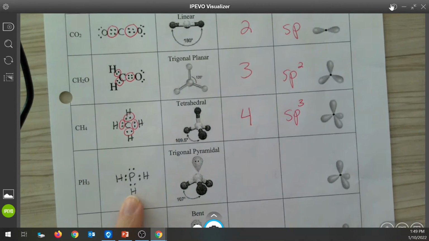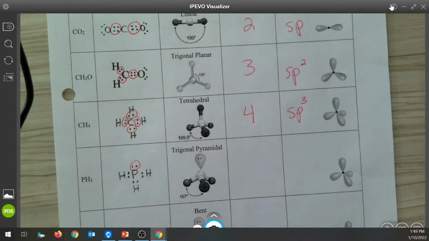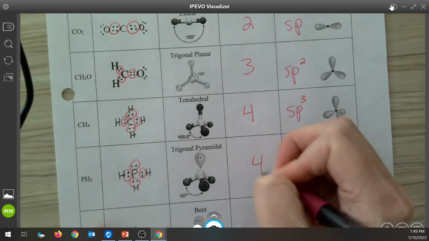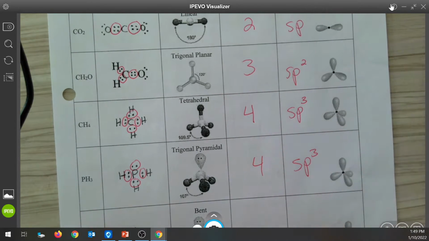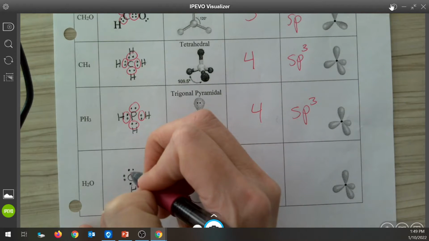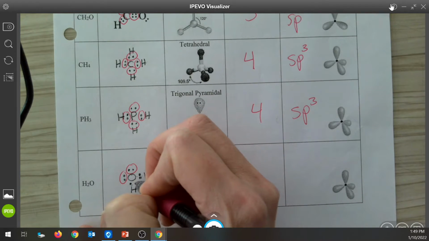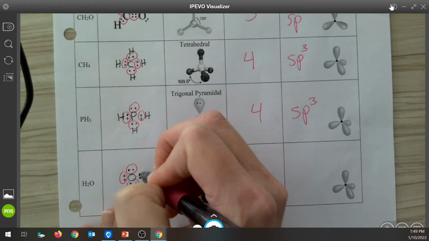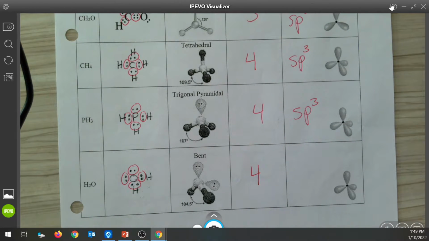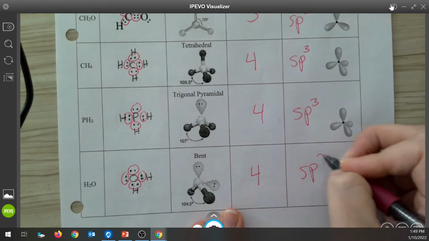All right, this one, a lone pair counts as an area of electron density. That affects the geometry. That's an area, area. 4 areas. This is again sp3. Okay, and then same thing with this. The lone pairs count as areas of electron density, as well as the bonding pairs. 4 areas of electron density. Once again, it's going to be sp3.